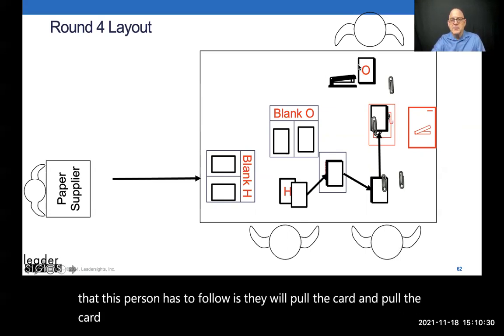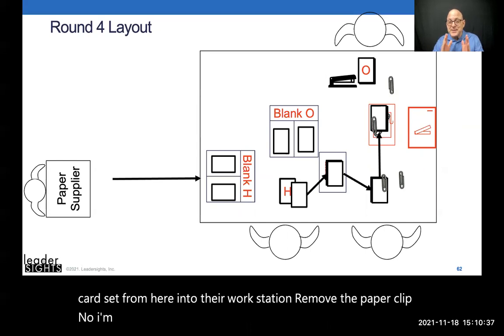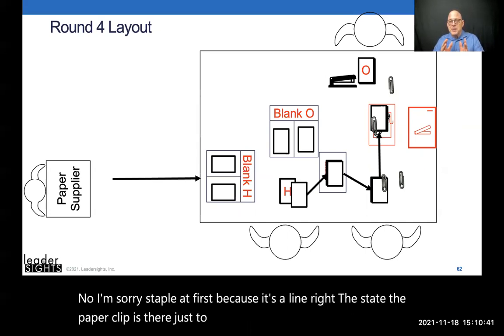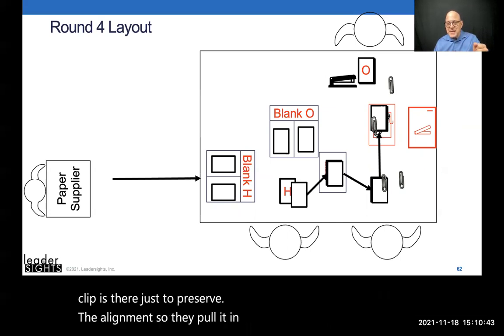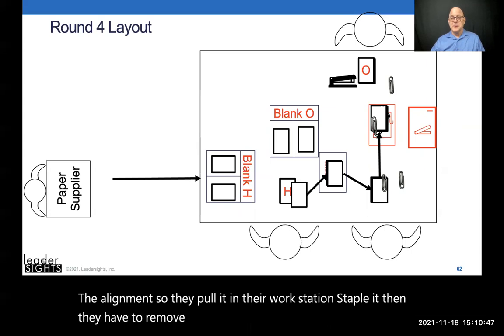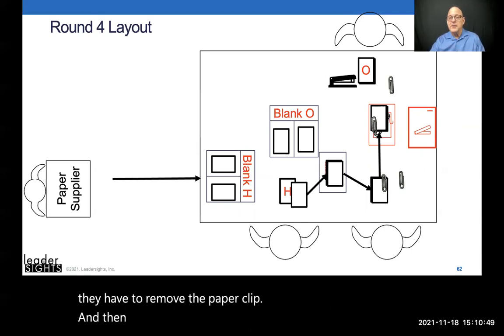And the sequence that this person has to follow is they will pull the card set from here into their workstation, remove the paper clip, staple it first because it's aligned, right? The paper clip is there just to preserve the alignment. So they pull it into their workstation, staple it, then they have to remove the paper clip, and then they write the O, and then they put it in the output Kanban. It's a complete product.